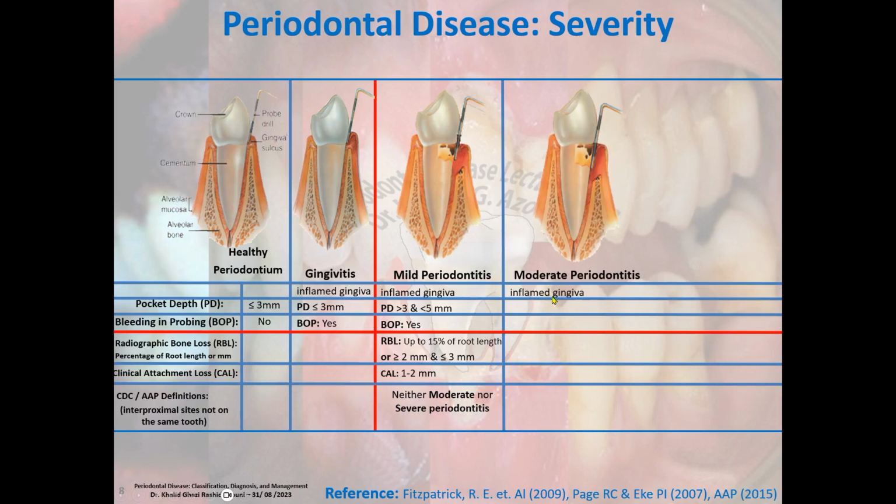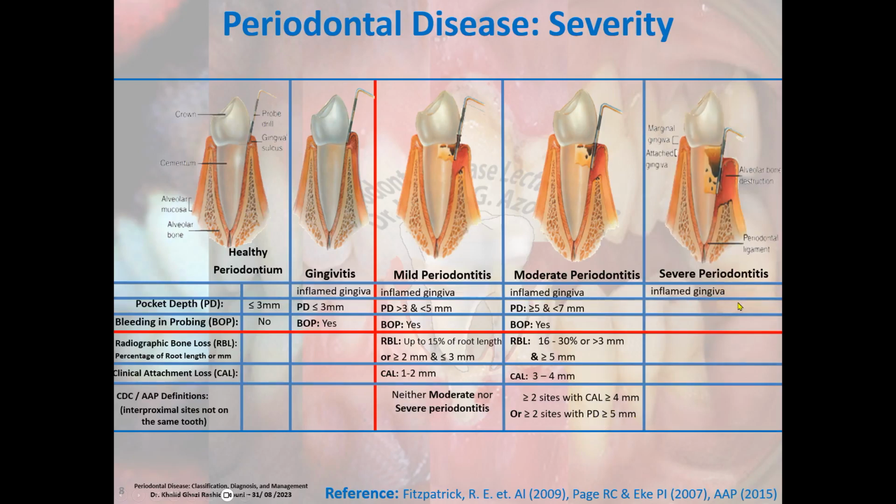severe. So moderate periodontitis: inflamed gingiva, pocket depth more than 5 millimeters and less than 7 millimeters. There's bleeding on probing, radiographic bone loss from 16 to 30% or more than 3 millimeters and up to 5 millimeters. Clinical attachment loss is 3 to 4 millimeters. For the statistical CDC definition, 2 or more sites with clinical attachment loss of 4 millimeters or more, or 2 or more sites with pocket depth more than 5 millimeters.